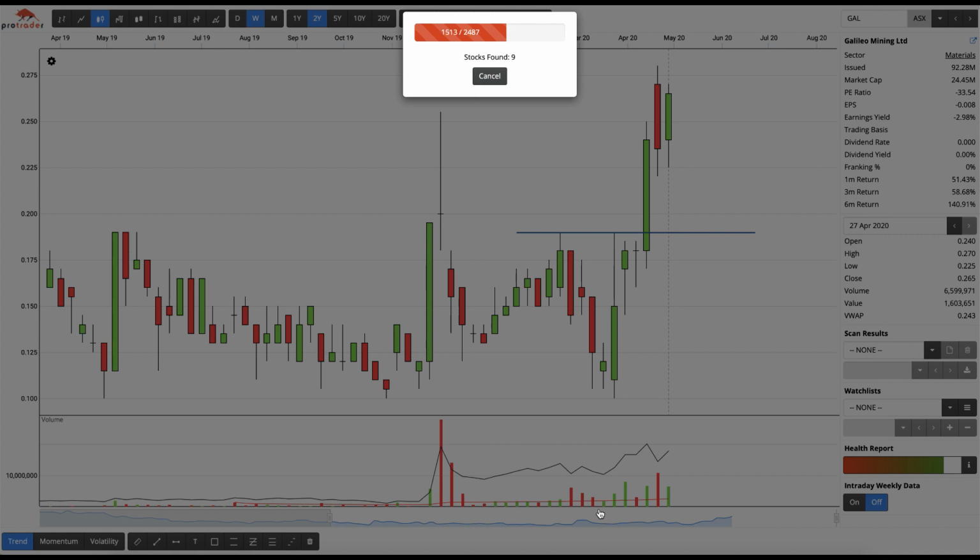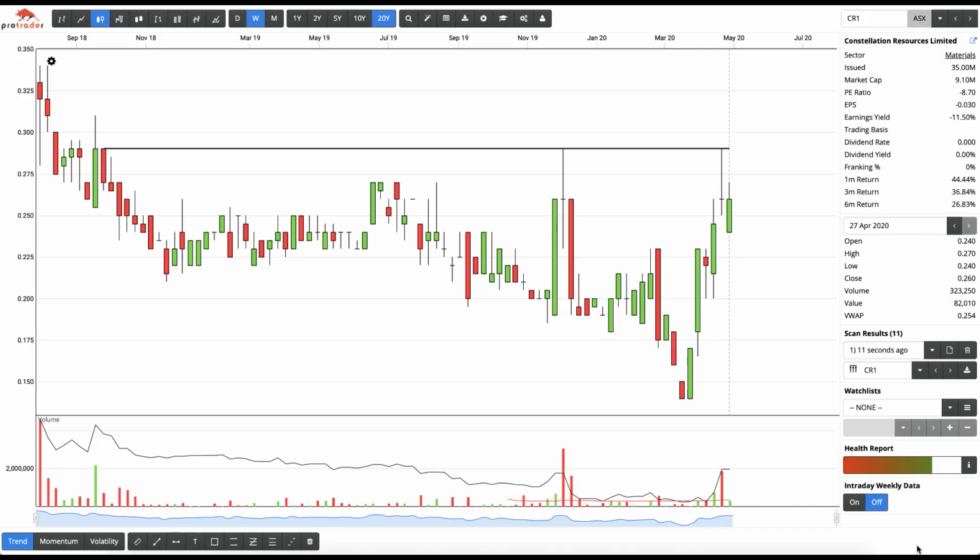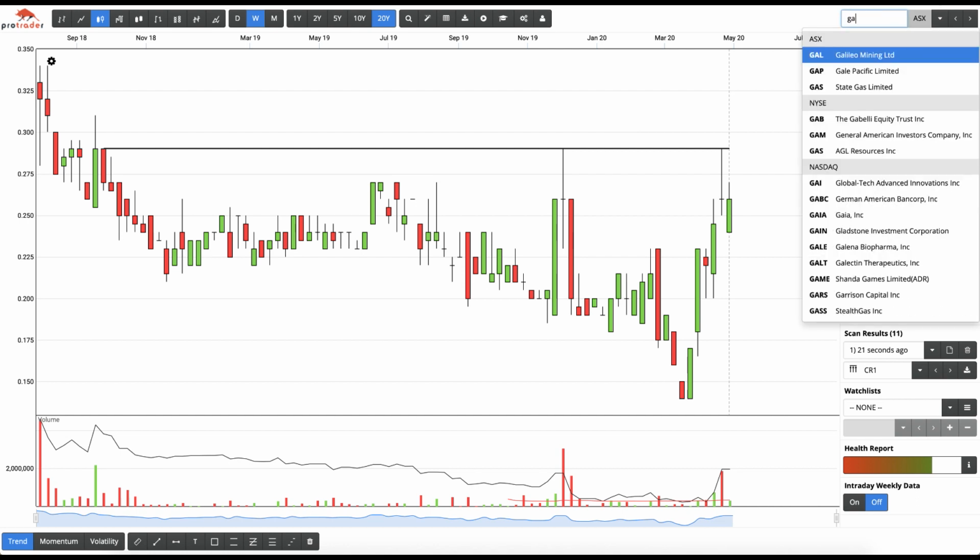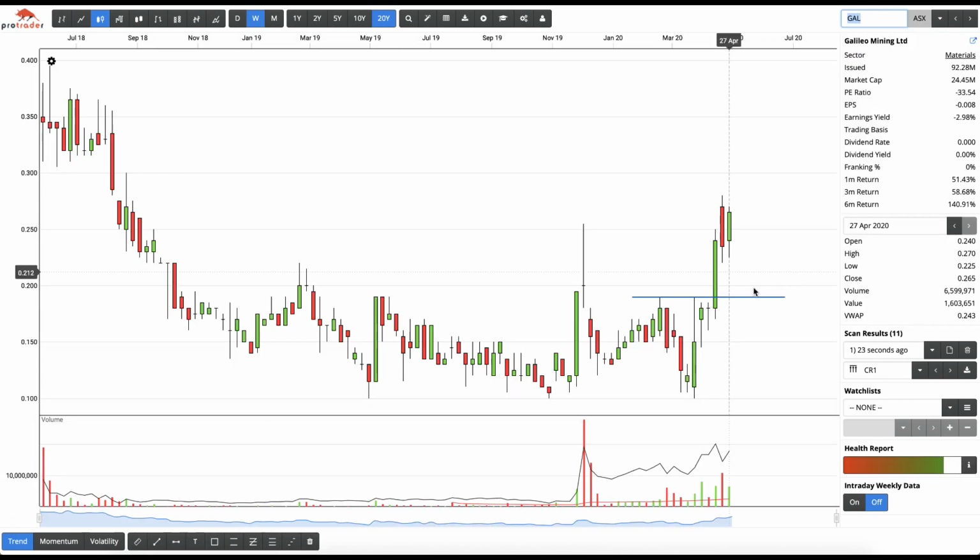It usually finds around 10 to 15 stocks on the ASX, but you can obviously scan on other exchanges such as the New York Stock Exchange or the NASDAQ. Okay, so that scan's finished. I'm going to run through, first of all, a few examples of stocks that this scan has found recently, just to show the power of this scan.